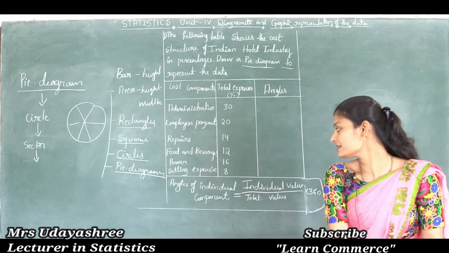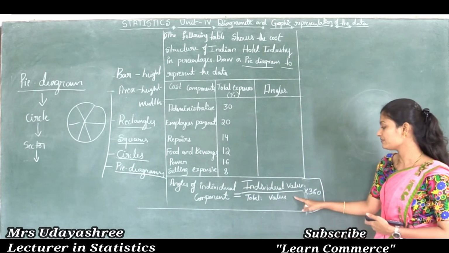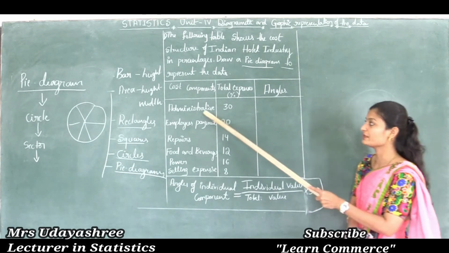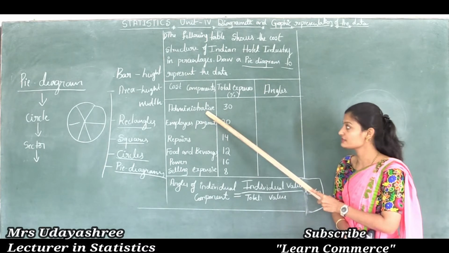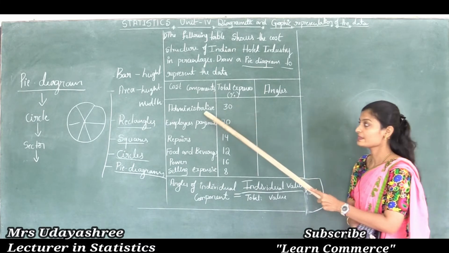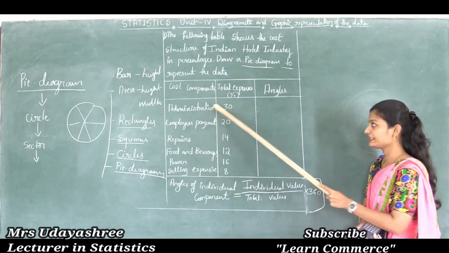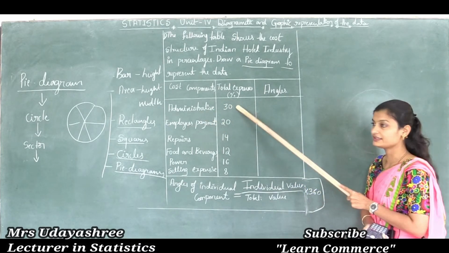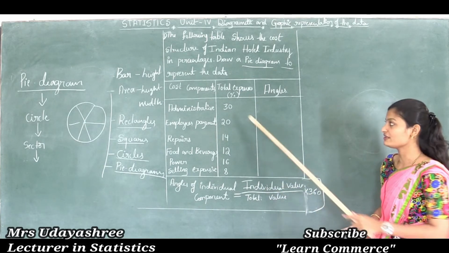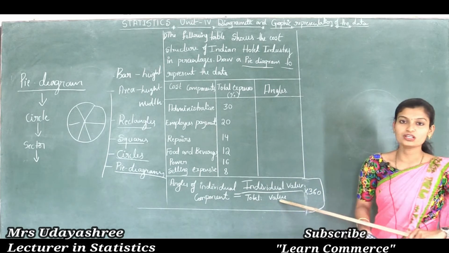Here the formula is: angle of an individual component is equal to individual value divided by total value, into 360. See the first individual component, administrative. For this value, how to convert into angles? The individual value of this component is 30. So in this formula, in the place of individual value, I will substitute 30, and divided by, we need to substitute total value. Total value in the sense what?